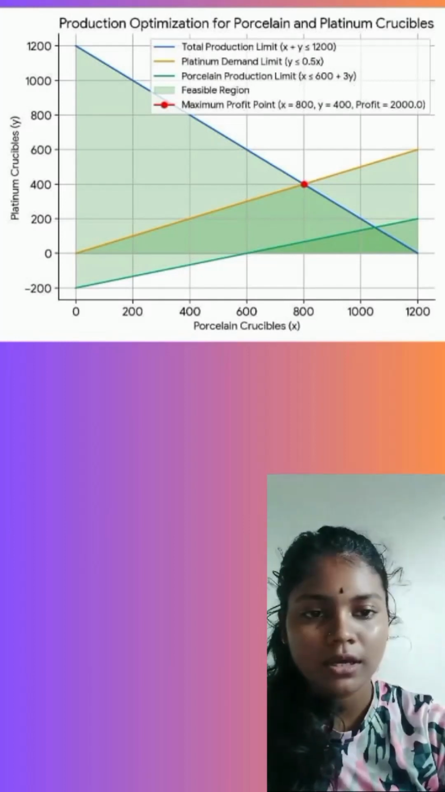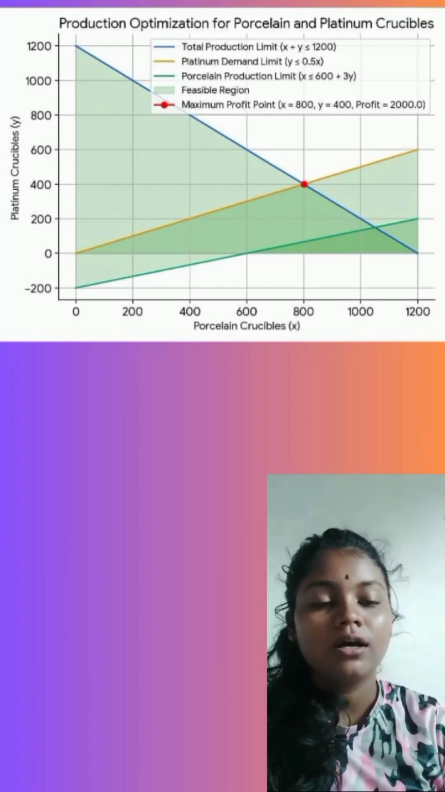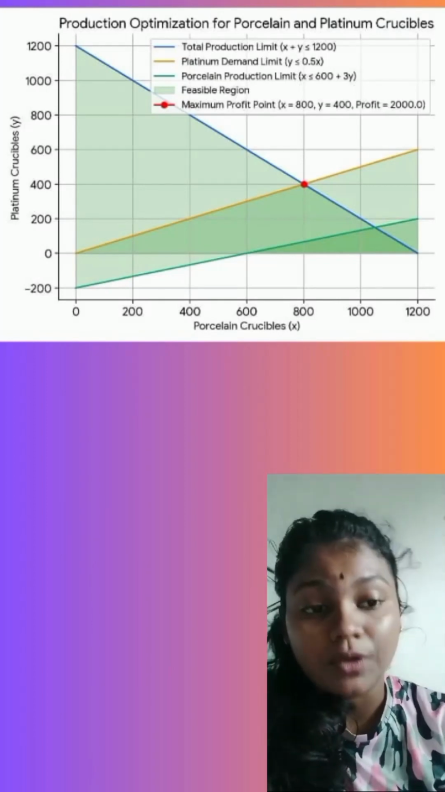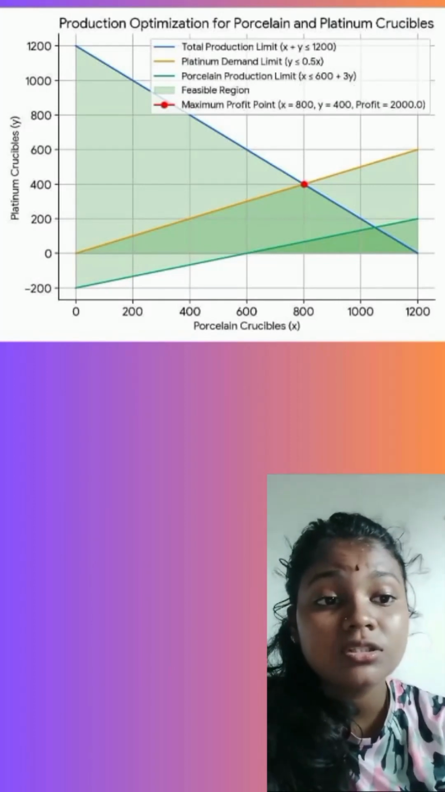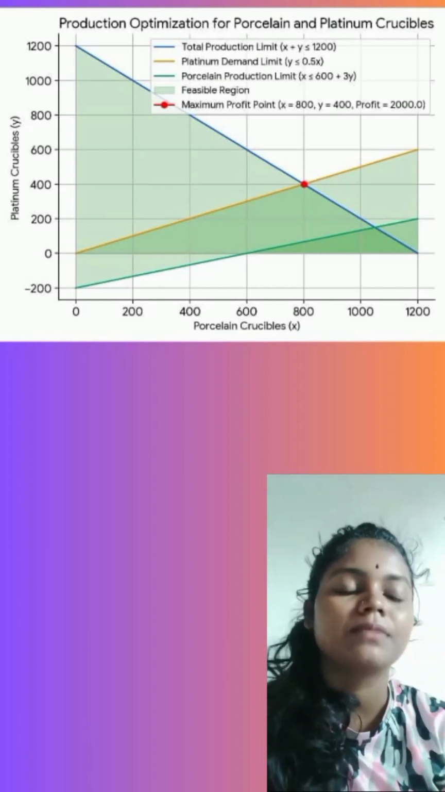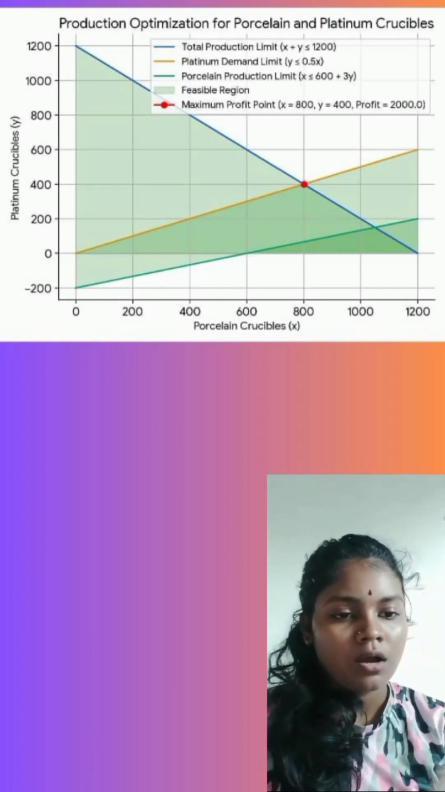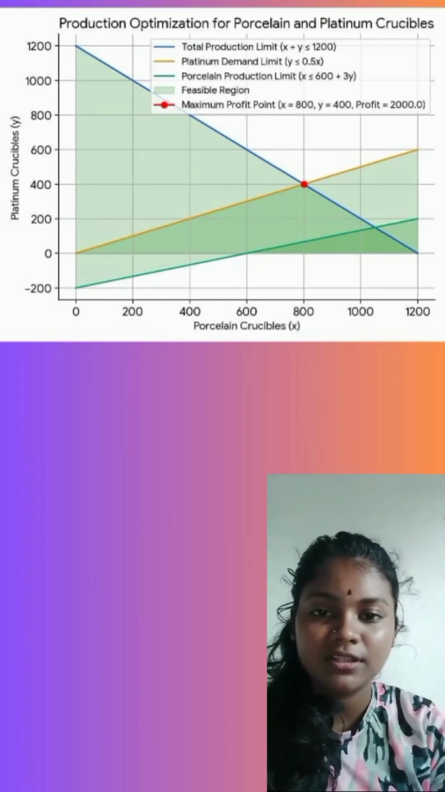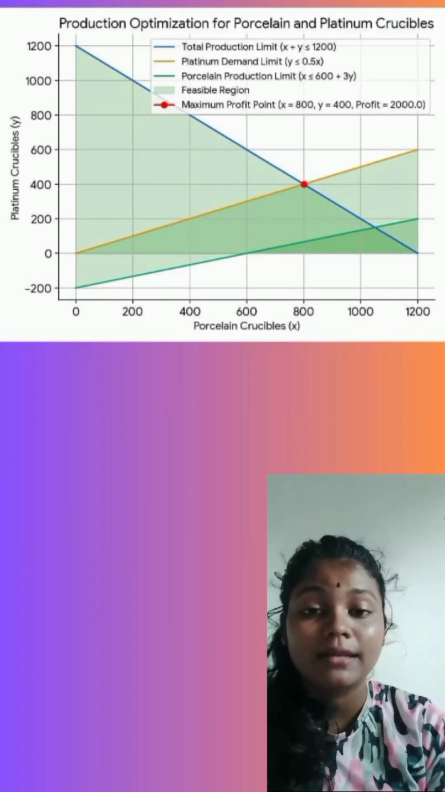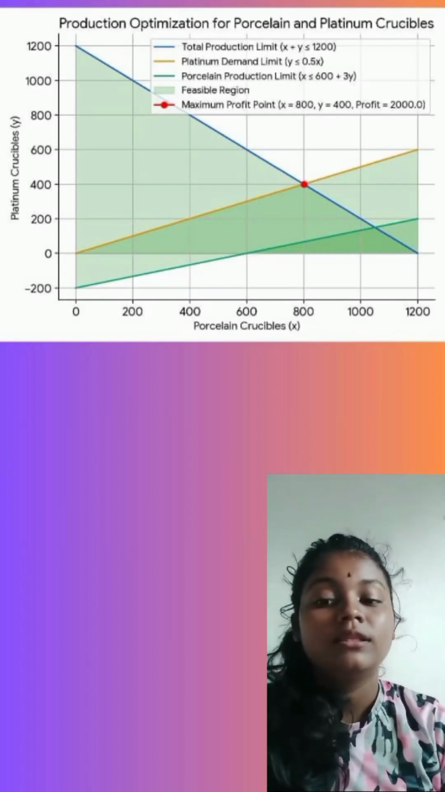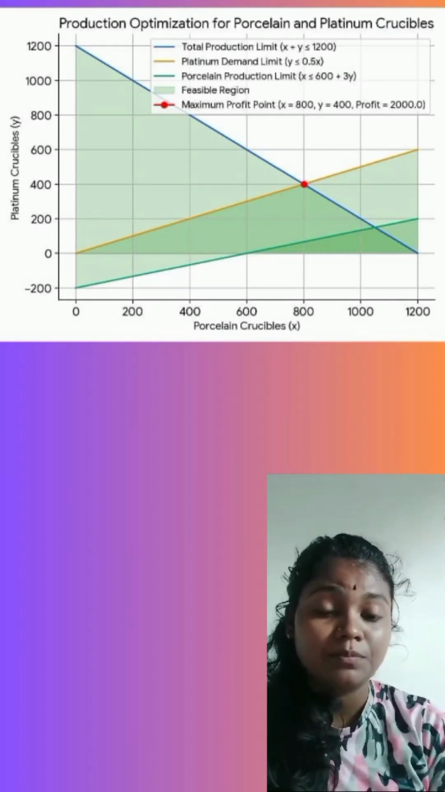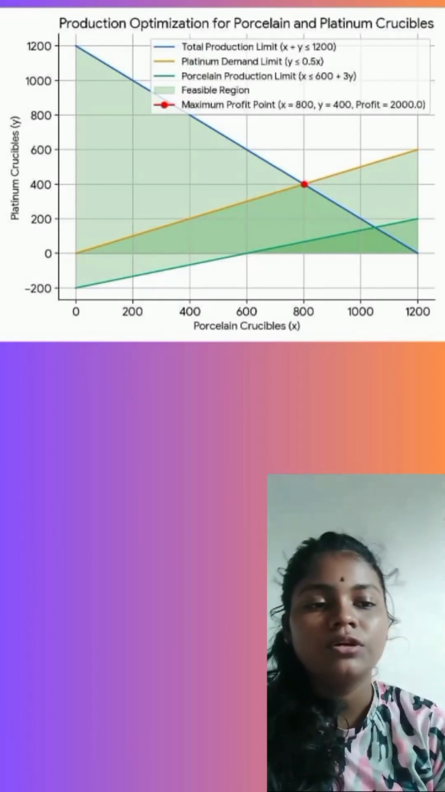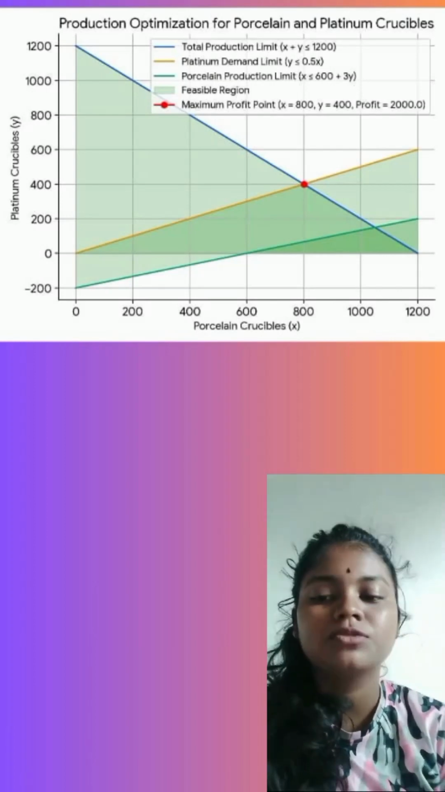So, as you see in the graph, we did a graph which is production optimization for porcelain and platinum crucibles. If you notice the graph, we mention that it is a line graph. The title for the graph is Production Optimization for Porcelain and Platinum Crucible.